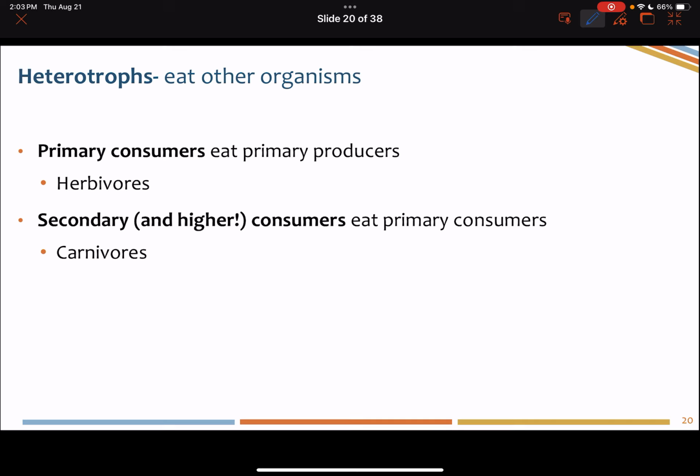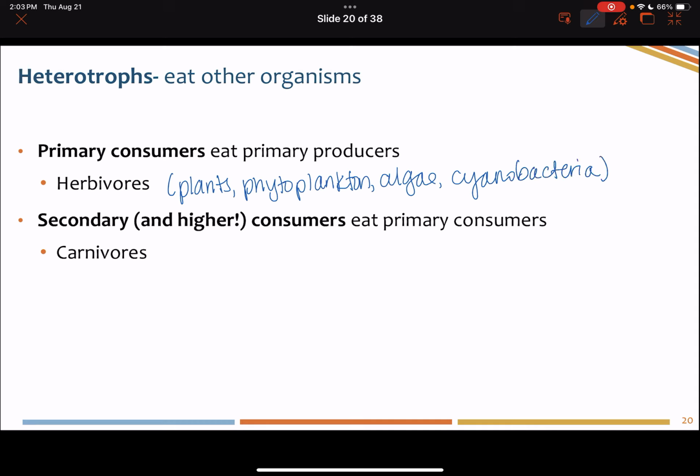Again, our primary consumers are those that eat primary producers. So these are always going to be our herbivores. These are always going to be organisms that are consuming plants, phytoplankton, algae, or cyanobacteria. These are all of our photosynthesizers. So those herbivores are going to consume those organisms.